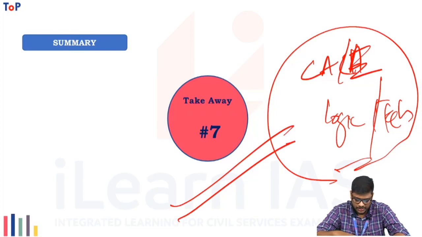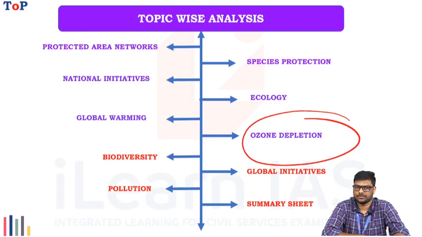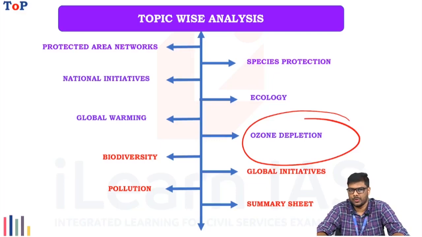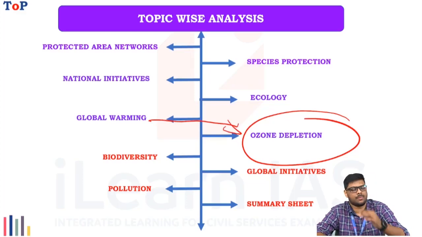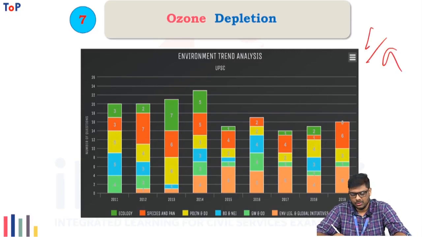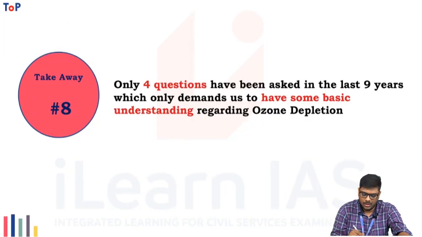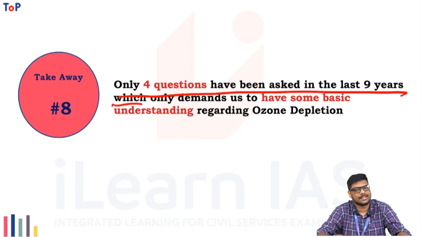Now we are moving into the 8th one, that is ozone depletion. This is our next module. As I said earlier, we will combine the discussion of global warming and ozone depletion. I have already combined the graph because not many questions have been asked after 2014. Over these 9 years you got around 4 questions. Only 4 questions have been asked in the last 9 years.